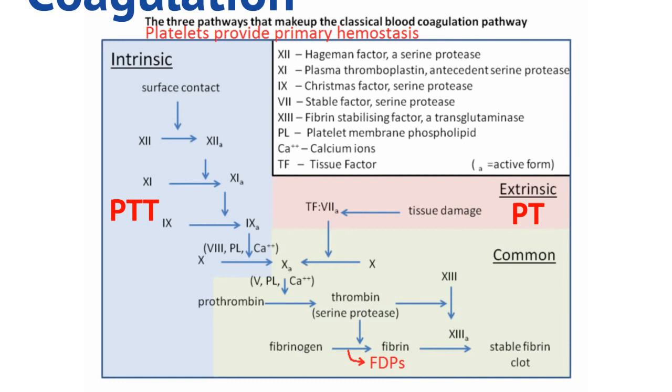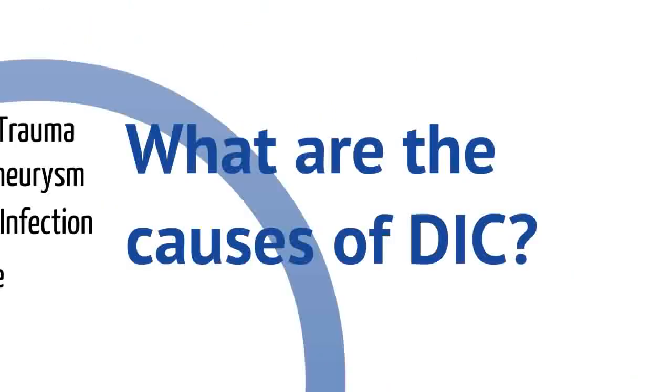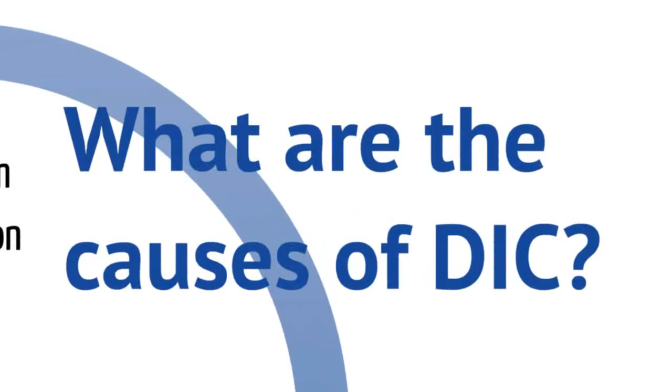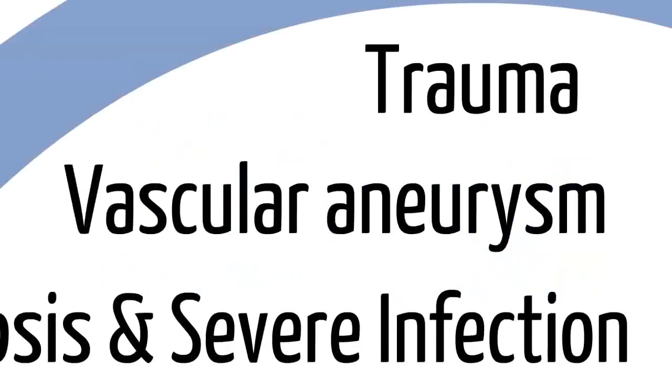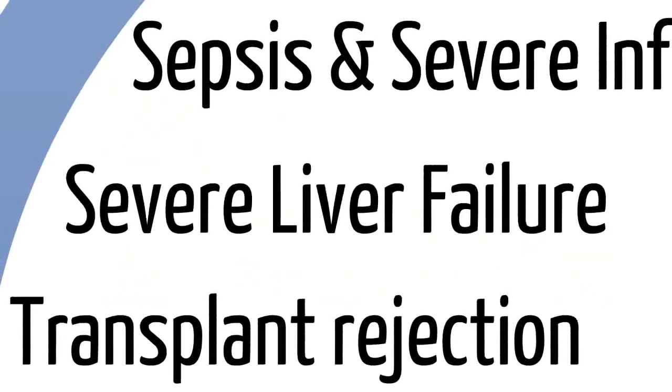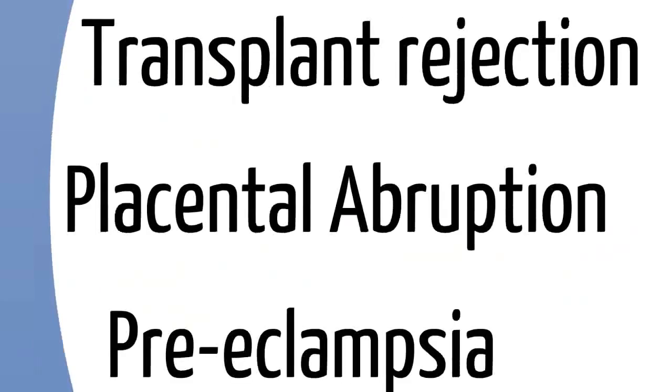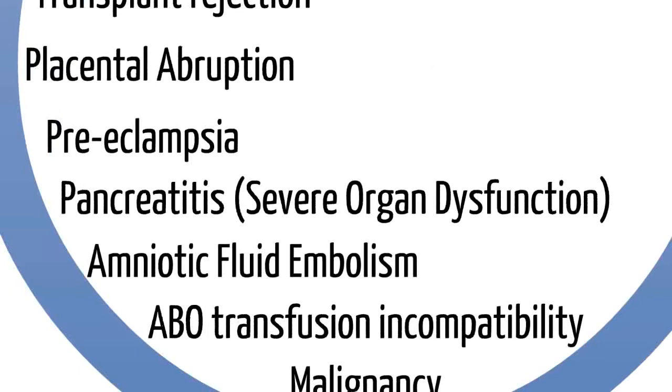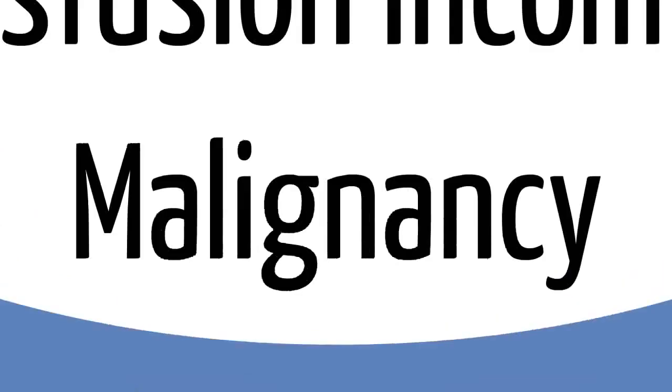So first, we'll look at what are the causes of DIC. The causes of DIC are wide, and they include trauma, vascular aneurysm, sepsis and severe infection, severe liver failure, transplant rejection, placental abruption, preeclampsia, pancreatitis or other severe organ dysfunction, amniotic fluid embolism, ABO transfusion incompatibility, last but not least, malignancy.